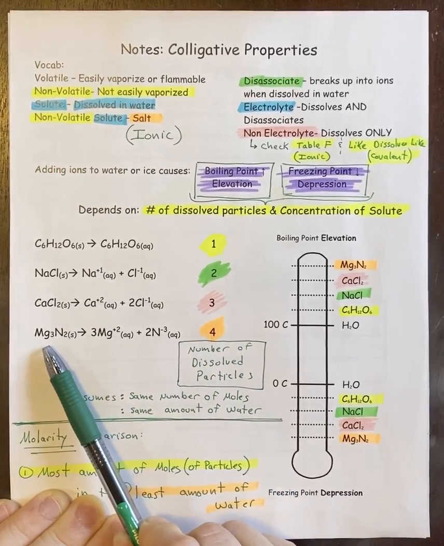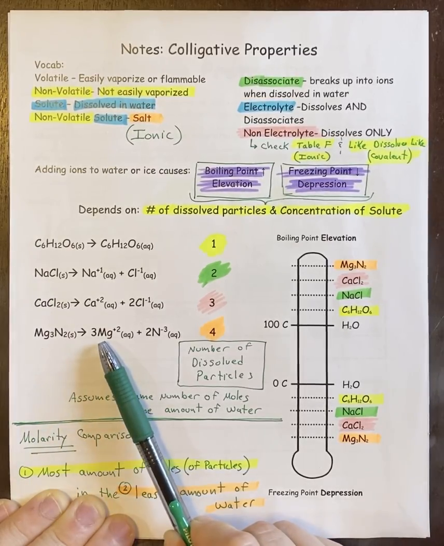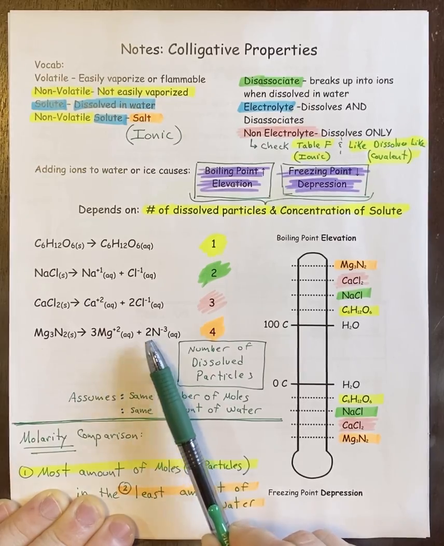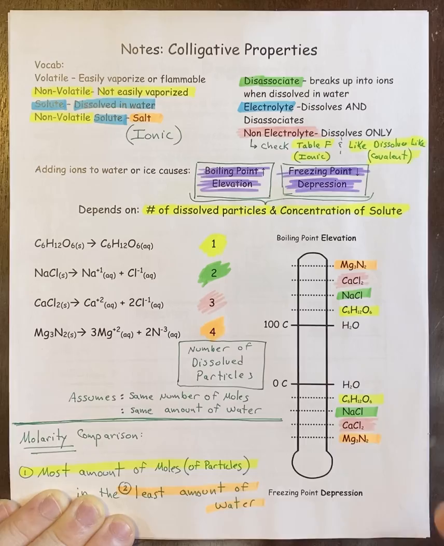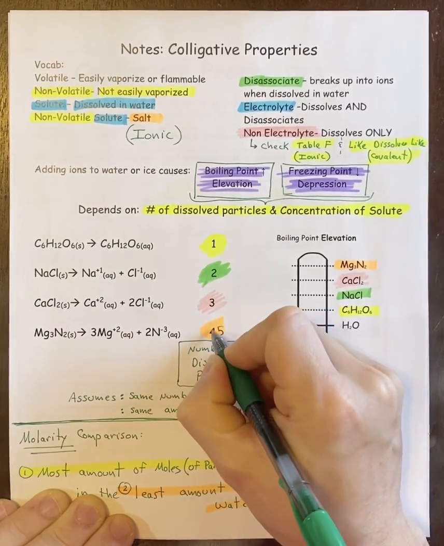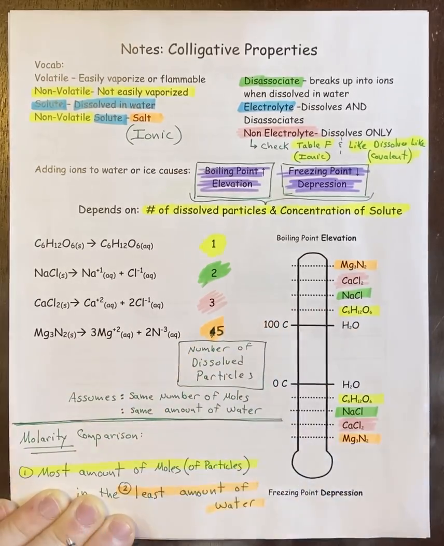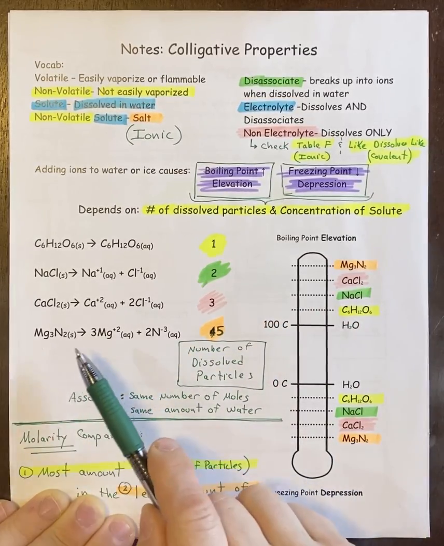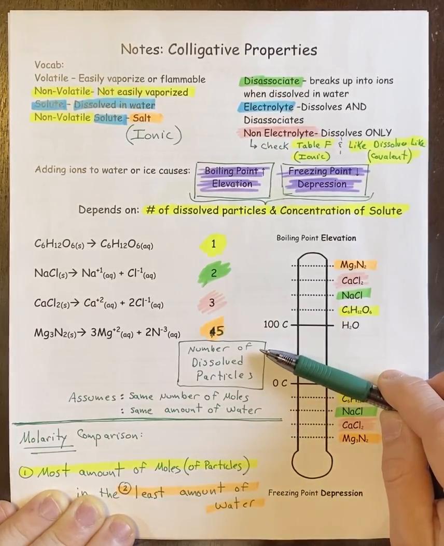And then this one, Mg3N2, it dissolves and it dissociates, Table F. When it does that, it breaks up into 3 Mgs and 2 Ns. The Mgs are +2, the Ns are -3. We would get five moles of dissolved, or 5 particles dissolved. Okay, so these are my number of dissolved particles. There was a mistake there.